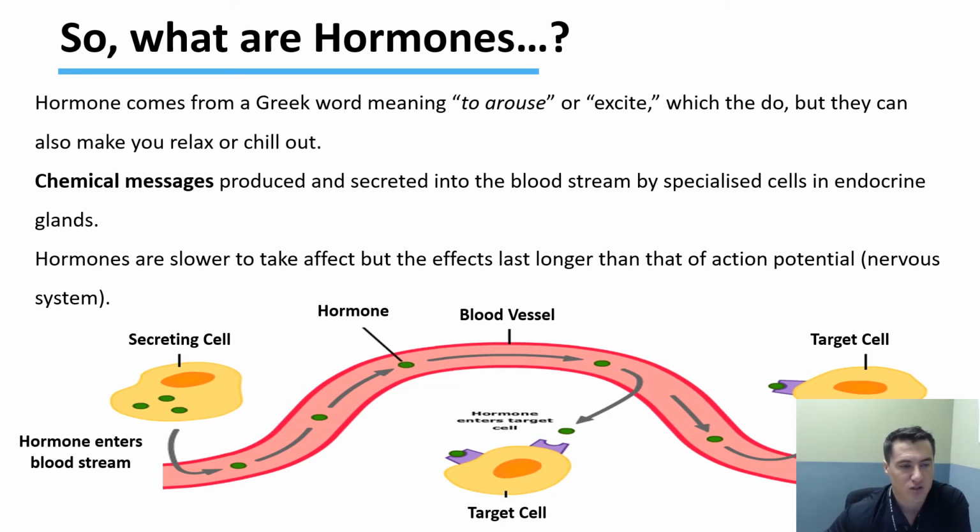This diagram shows on the left hand side a secreting endocrine gland secreting a hormone, so it's leaving the cell membrane and then enters into the blood, and that's what that green stuff is, traveling through the blood, and it hits a target organ.